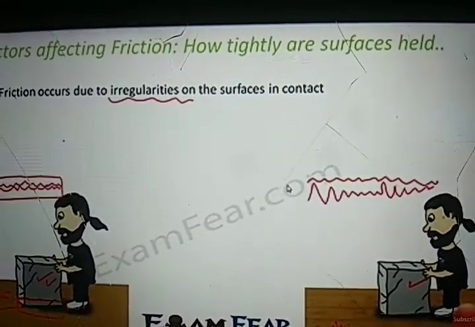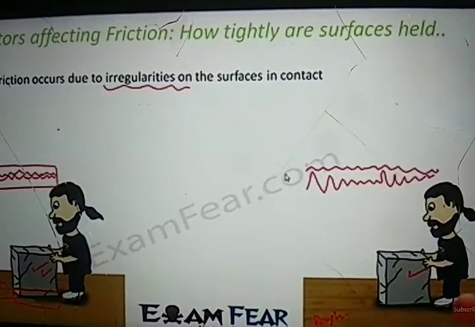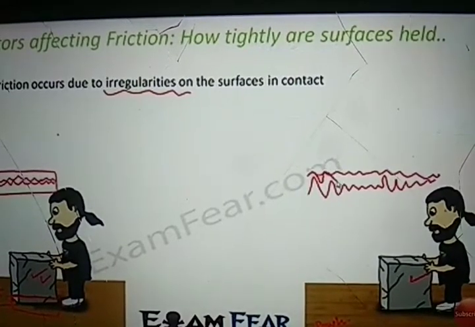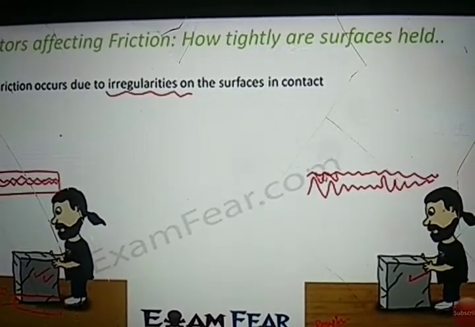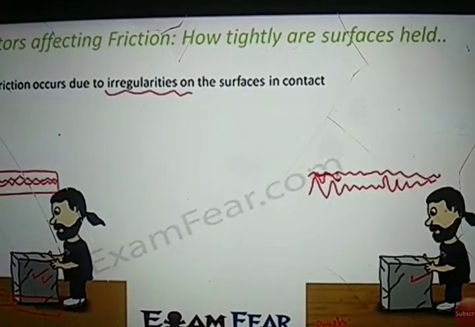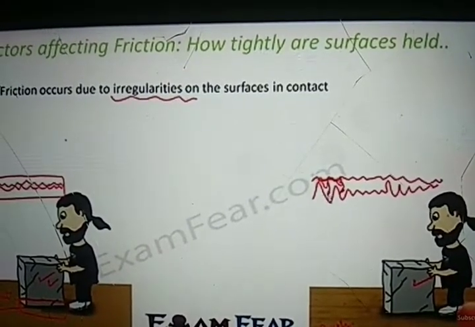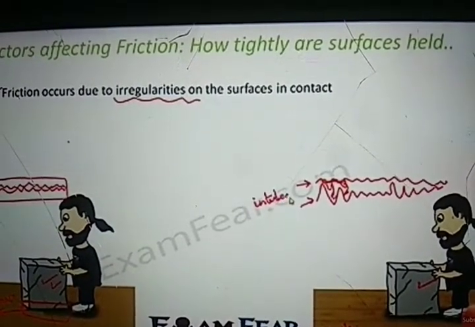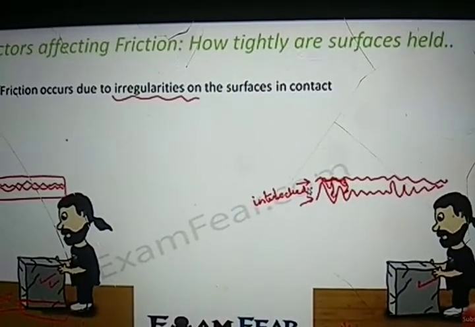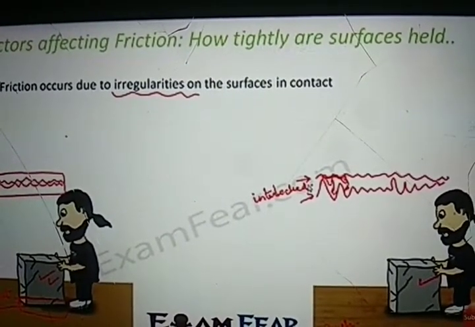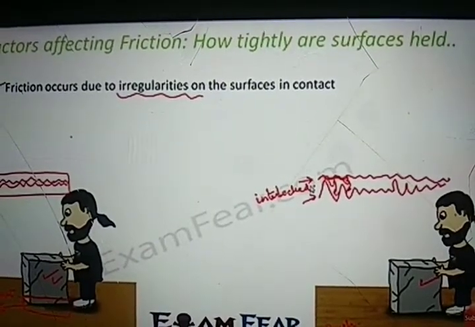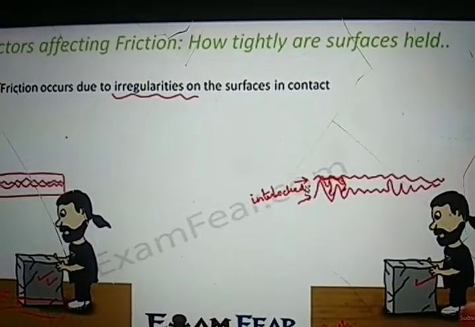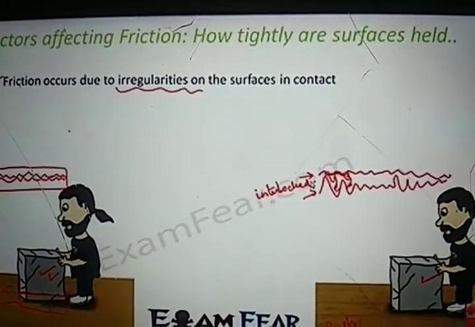Now how do these irregularities make a difference? That's because when you have more irregularities, the chances of interlocking increase. These gaps will be filled by these projections, so these two surfaces will get interlocked. Now the more the interlocking, the greater the friction, because more interlocking means the two surfaces are held together more strongly, correct?